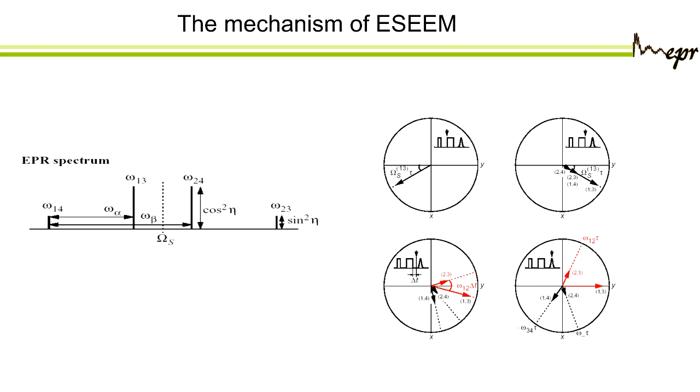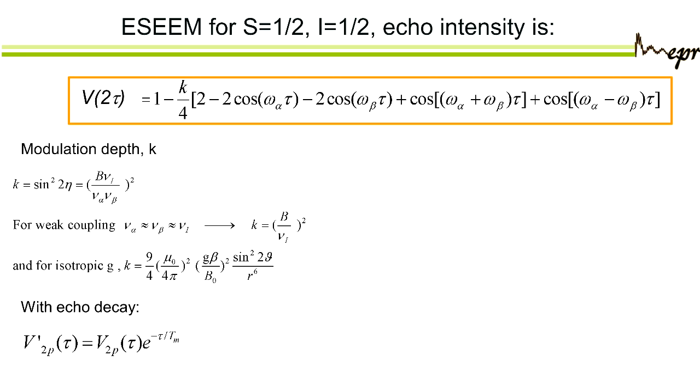And if you then look at the echo intensity as a function of time, it will be modulated by the difference between the allowed and the forbidden transition, which is the nuclear frequencies. You can go through the whole mathematics. It's a little bit complicated, but you will see. So if you do this whole mathematics for spin S equal half and I equal half, for a two-pulse sequence, your echo will be modulated, and this is the equation.